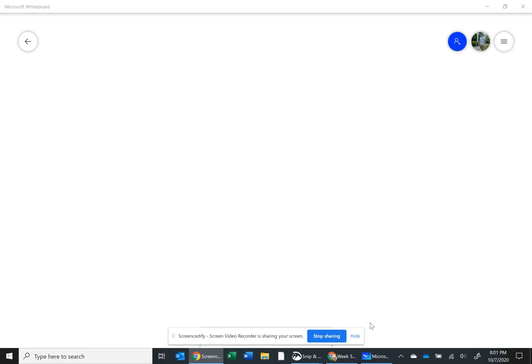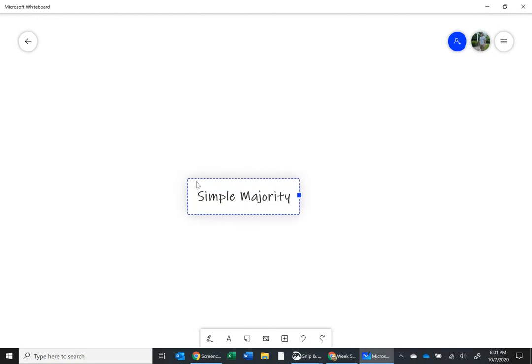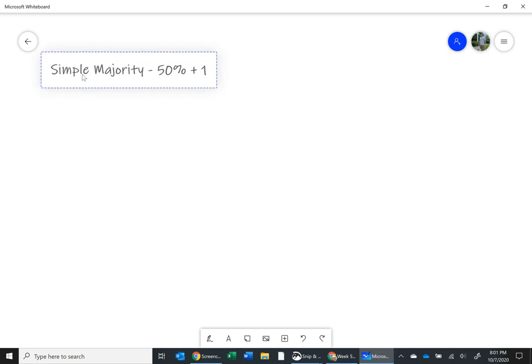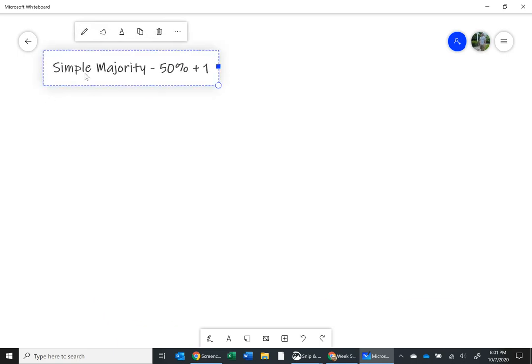Okay, so let's talk about how a bill actually turns into a law. The first thing we'll talk about is what kind of vote it needs. It's called a simple majority. A simple majority is 50% of the people, in this case senators or representatives, plus one more. Now, that's not exactly the same as 51%, and I'll show you how or why in a second. But that's what it needs to pass.